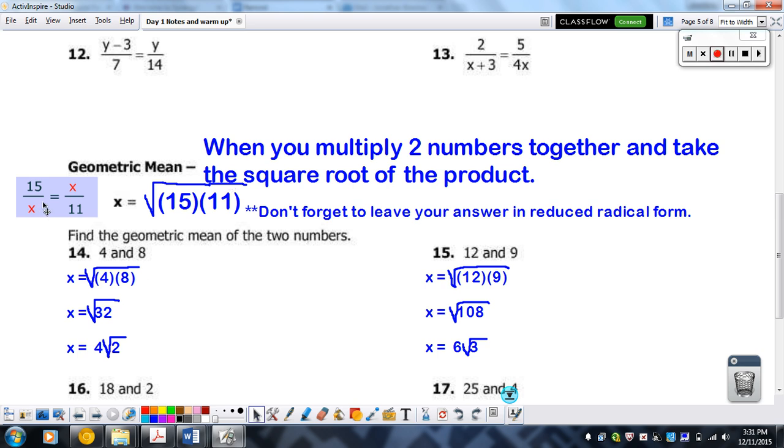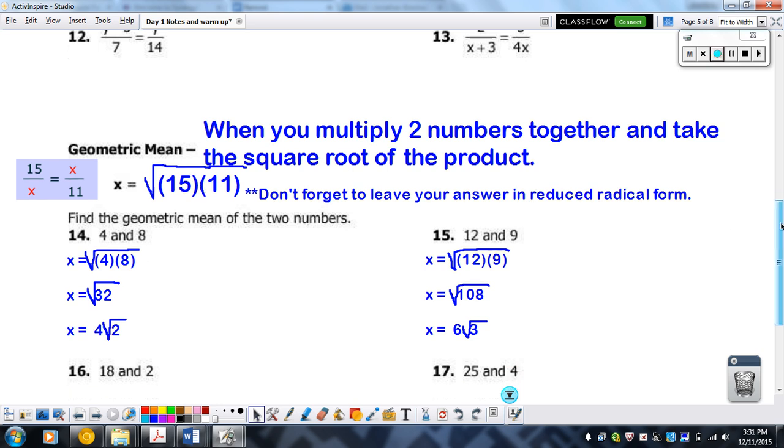So if we have the ratio of 15 over x equals x over 11, x times x is x squared, and x squared is equal to 15 times 11. So what we'd actually do is just take the square root of 15 times 11, and we're going to give you an example right here, and then you'll do a couple on your own.